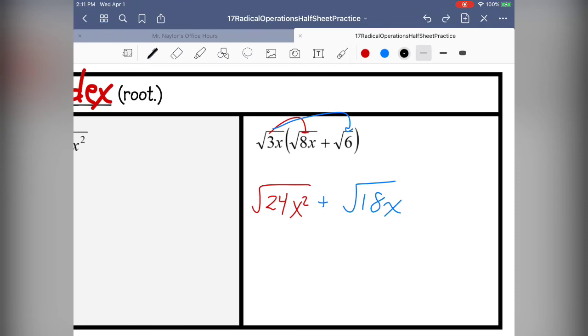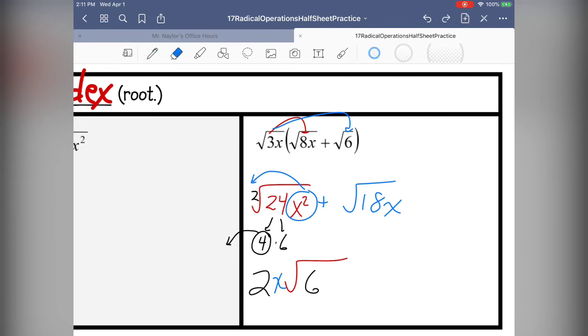I'm sure that you're excited to do that, but you can split up 24 to be 4 times 6. That's because 4 is a perfect number that's able to come out. It comes out as a 2. It leaves behind the 6. How about this x squared? This x squared is able to completely come out, and when it comes out, it divides and leaves us with just x to the first power, or just x. So it looks like I get a nice little 2x root 6.